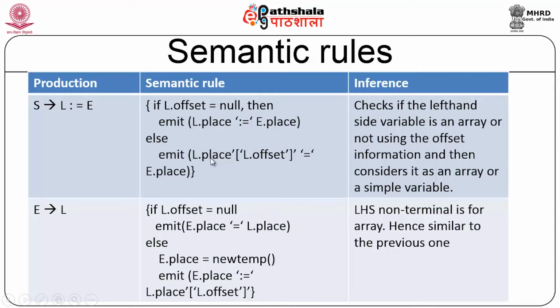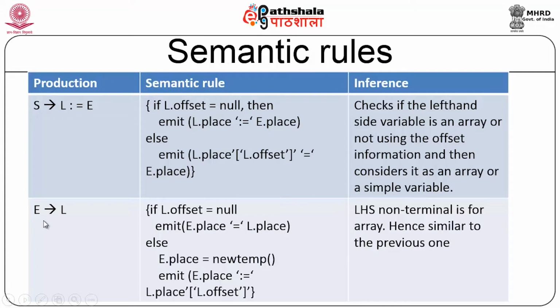Either if it is an identifier, you simply emit, for example, here ID is equal to some expression, ID is equal to A plus B, whatever it is, I can basically emit that. Here if it is an array, if the LHS is an array, then I will use that as a basis for generating my 3 address code. So, that is what we have inferred here.